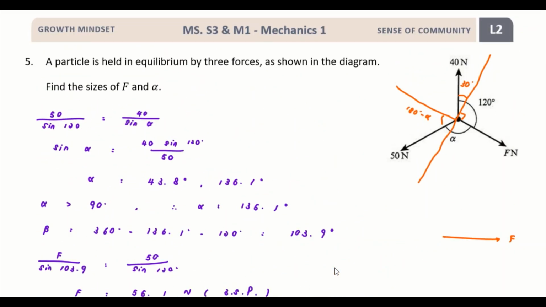And the idea is, remember that it doesn't need to be in the x direction or y direction. As long as you have a perpendicular direction, then for forces in equilibrium, no matter which direction you are resolving in, the resultant will always be zero. So that's the idea.